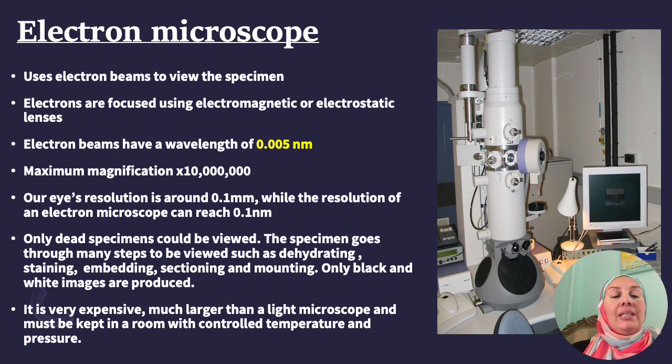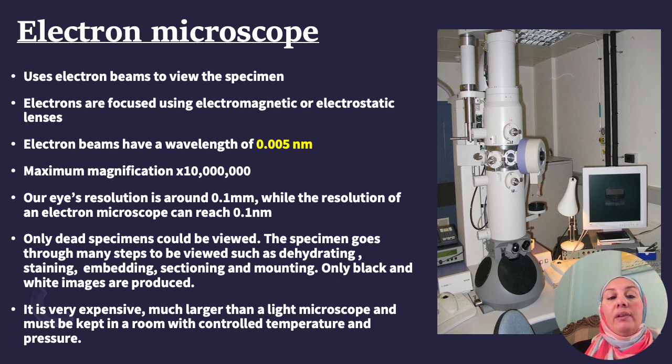Instead of light, it uses electron beams to view the specimen. Electrons are focused using electromagnetic or electrostatic lenses. So they're not actually lenses, they're just equipment that helps to move the beams of electrons using electromagnetism. So this is how electron beams are focused.